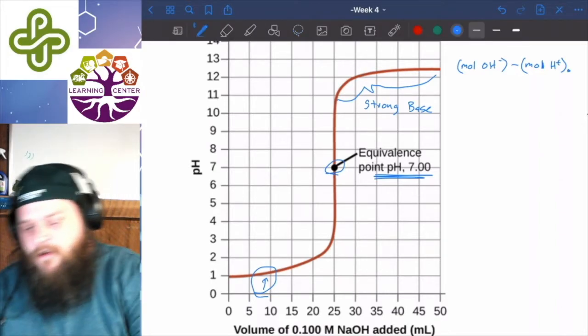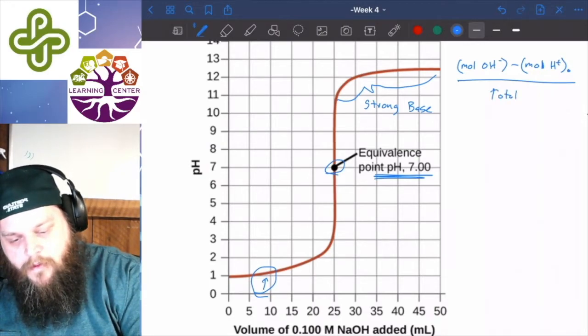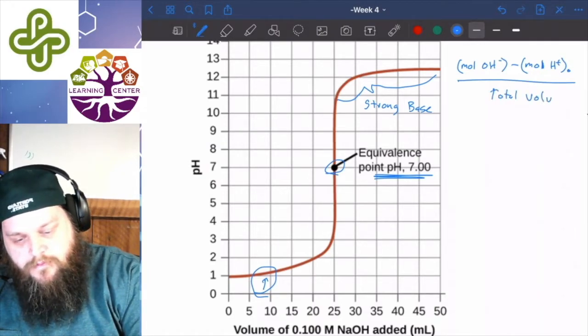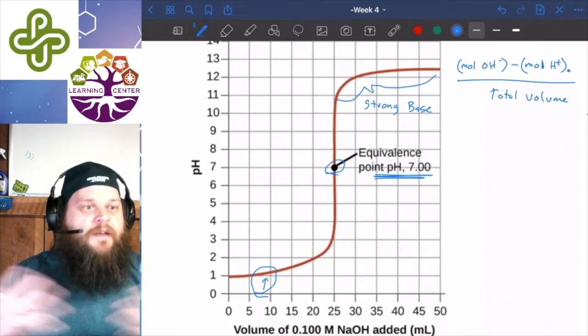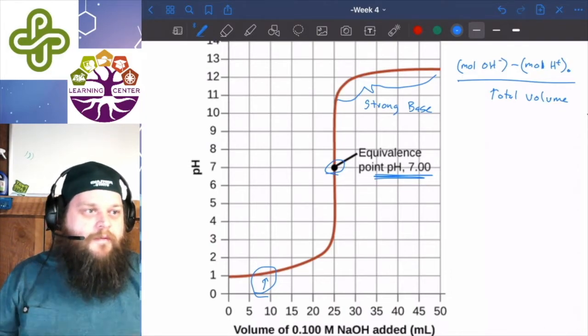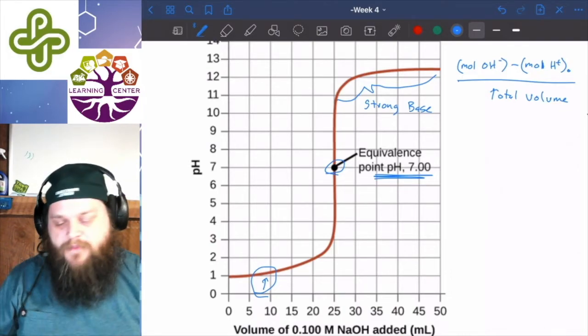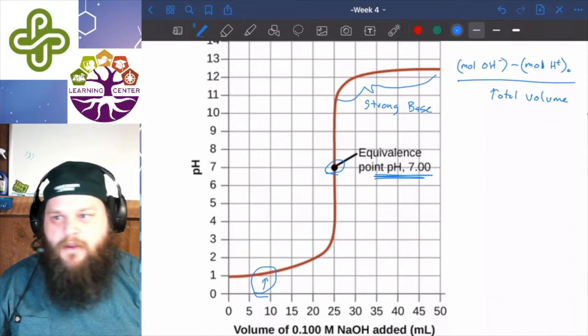And make sure we're always dividing by our total volume. Because we're increasing the volume as we add more hydroxide, you have to account for that extra volume, which is the initial volume plus whatever you've titrated into it.